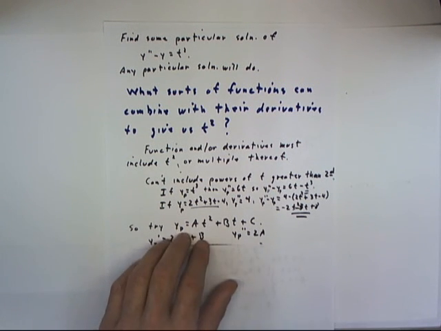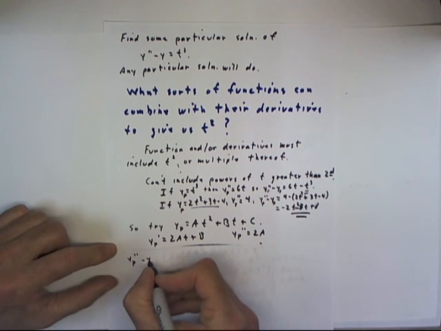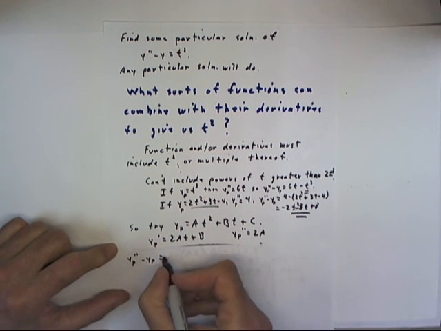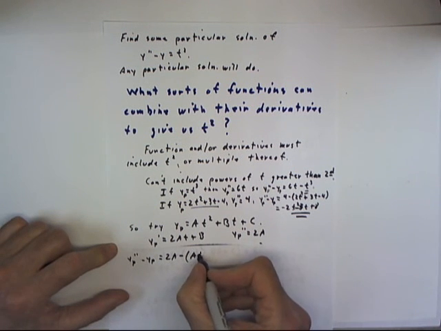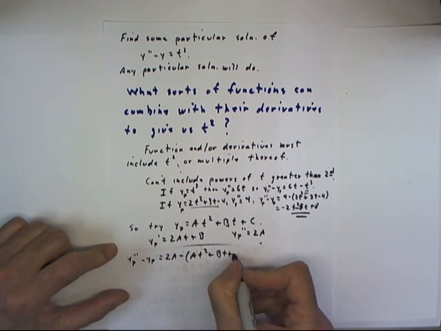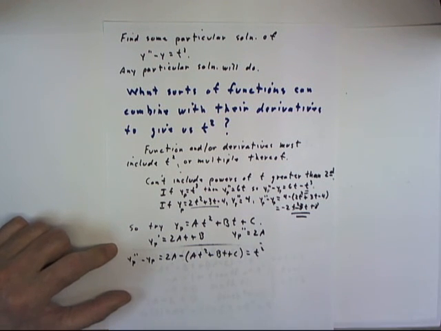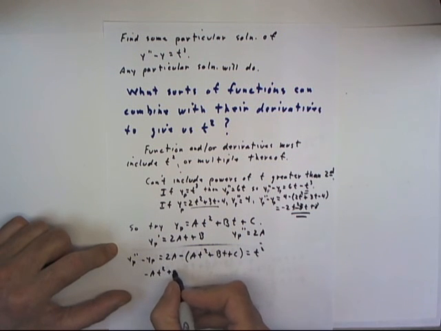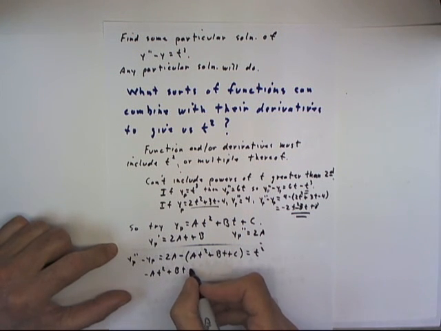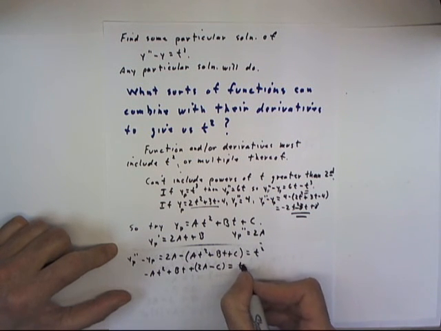So when we plug these derivatives back into our original equation, we get yp double prime minus yp equals 2a minus the yp, which is the quantity at squared plus bt plus c, and that has to equal t squared. If we collect our terms on the left, we end up with negative at squared plus bt plus 2a minus c equal t squared.